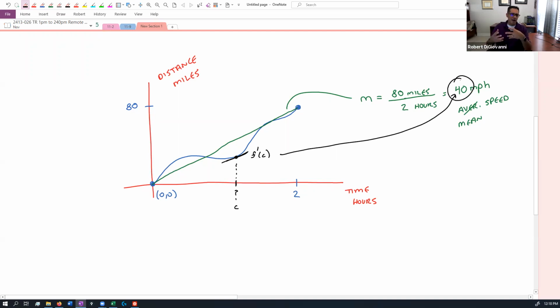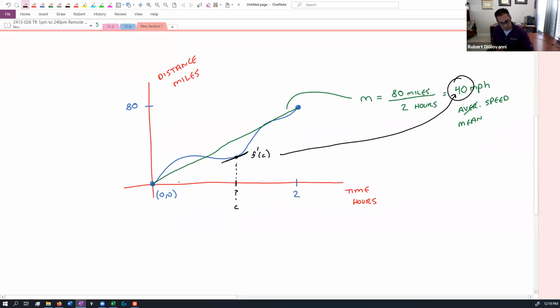The way you can think about it is, if you're taking a trip and you go 80 miles in 2 hours, your average speed is 40 miles per hour. The mean value theorem says that somewhere in that trip, guaranteed, you had to be going 40 miles per hour at some point. It's impossible to average 40 miles an hour and never actually drive 40 miles an hour. So the mean value theorem guarantees us that somewhere in there, we had to go our average speed.